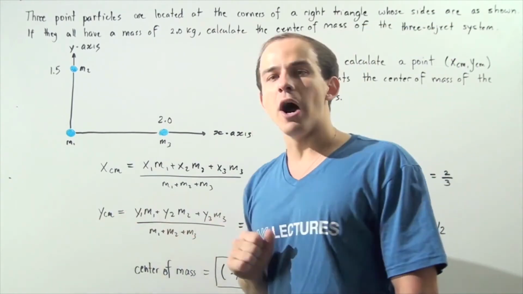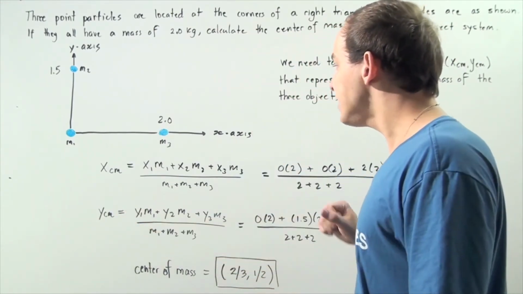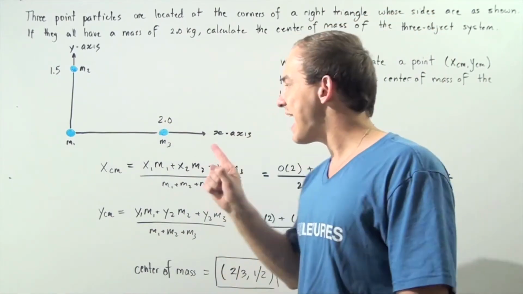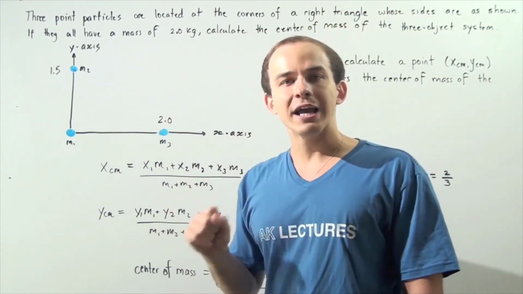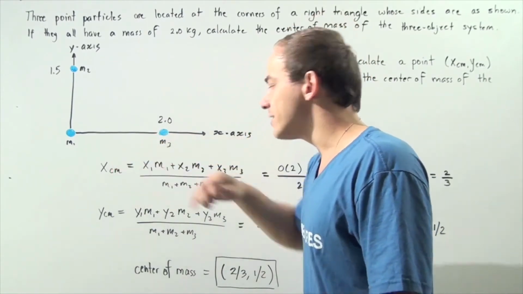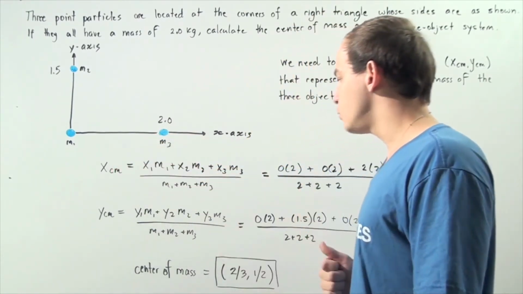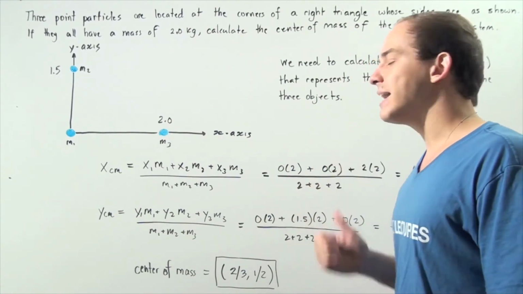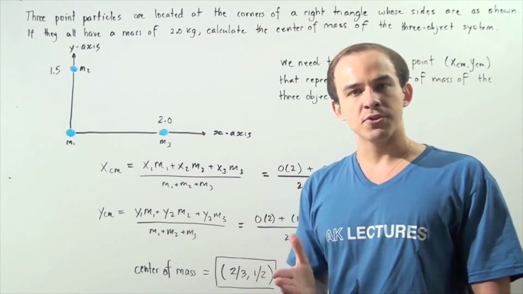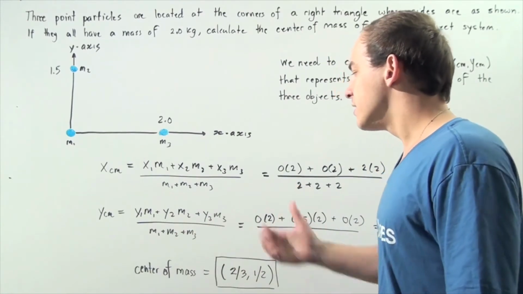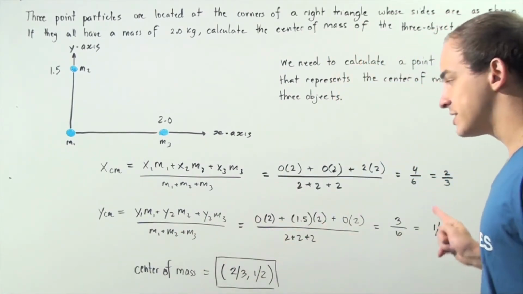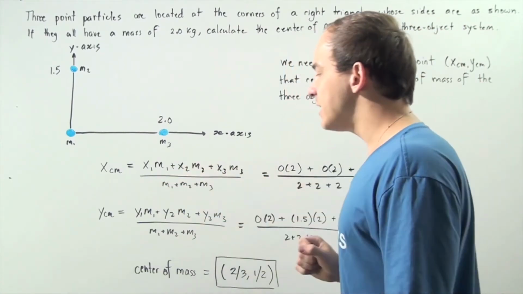Now, what about the y-coordinate? Well, the y-coordinate is given by the same formula, except now we replace the x-coordinates with the y-coordinates. So we have y1 times m1 plus y2 times m2 plus y3 times m3 divided by m1 plus m2 plus m3. So the denominator remains the same. It's 2 plus 2 plus 2, which is 6. Now the top becomes different.